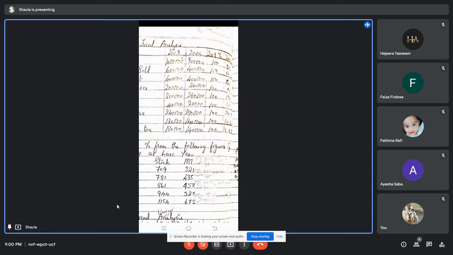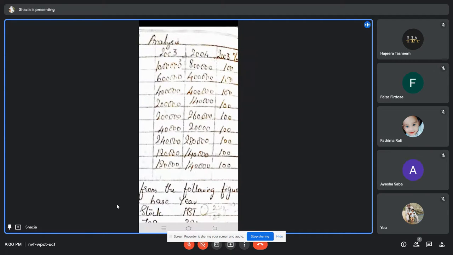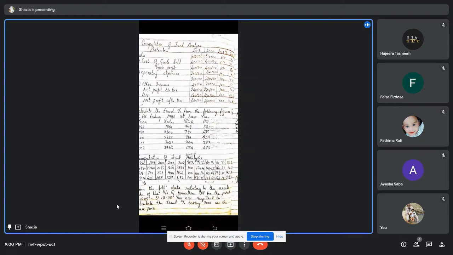8 lakh divided by 10 lakh into 100, like this. 4 lakh divided by 6 lakh into 100. Then 4 lakh divided by 4 lakh into 100. Like this you have to do it. Will you all do it? Yes, ma'am. It is easy.